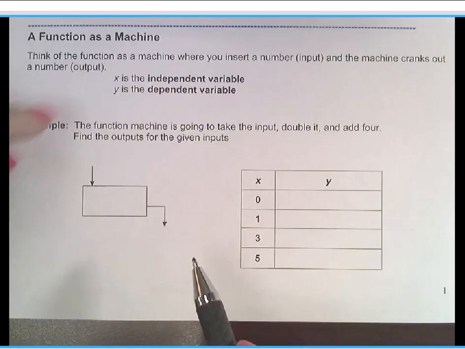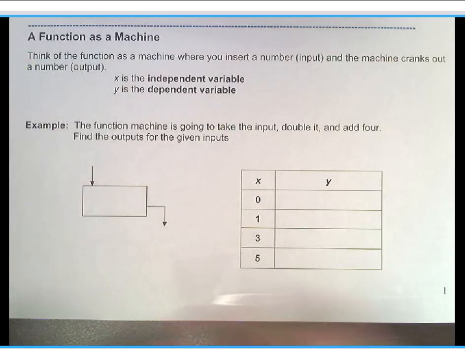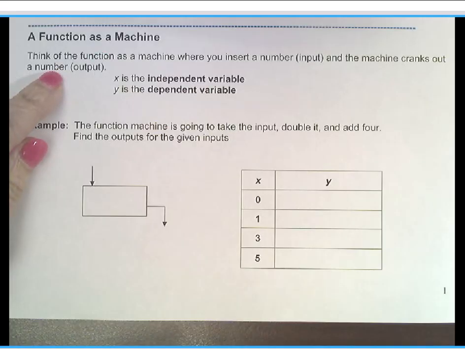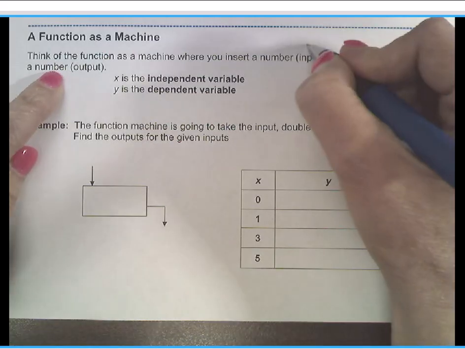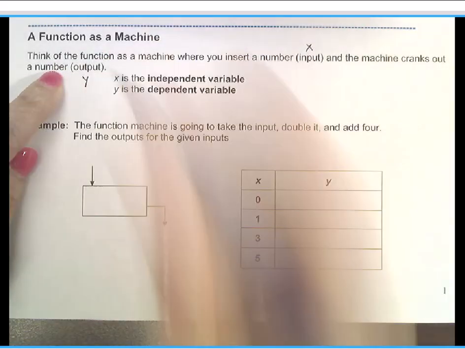You're going to insert a number into the machine, and then the machine is going to grind and crunch and do some math, and then it's going to spit out an output. It's going to spit out a number. So you're going to put in a number, the machine's going to spit out a number after it's done something to your number. So input and output. X is the input, output is the Y.